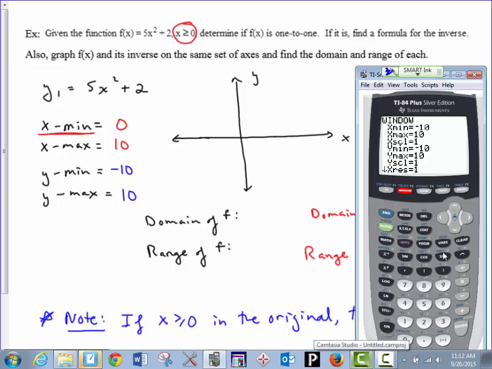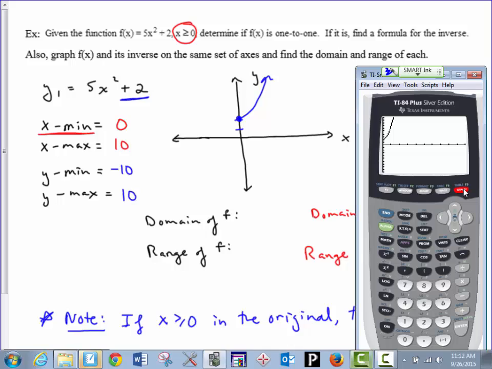So press window, set the x min at 0, x max at 10 is fine, leave the scale alone, and then we see that we already have our y min and our y max at negative 10 and 10. Let's go graph. Okay, seeing the graph, it looks like a half parabola. From what we know from earlier sections, we know the y-intercept is actually 2. So if we go up to 2 and plot, then it would be a half parabola-shaped graph.